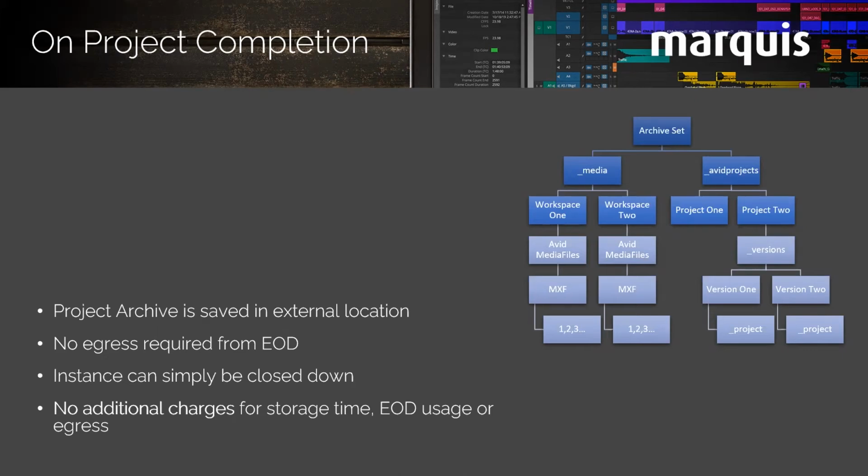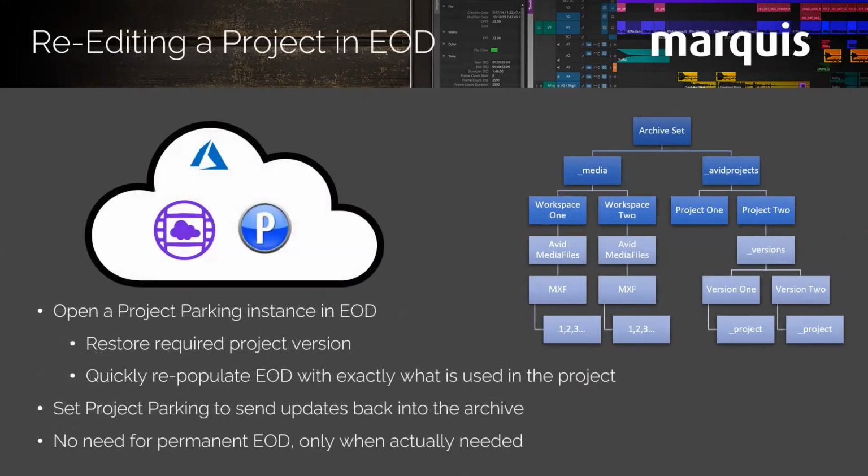If you need to bring it back again and work on it in the future, then that's just a question of opening a project parking instance in EOD, connecting to your archive location and restoring the required project version that you want. And that will bring back the exact media required from the exact project version that you wanted.